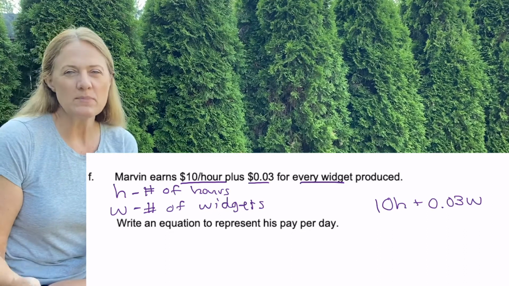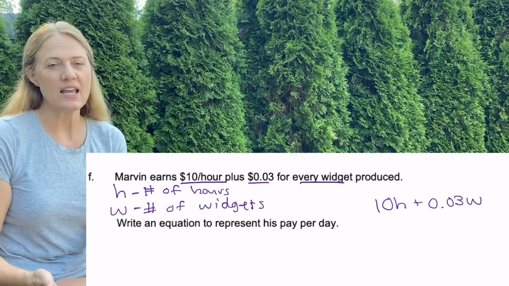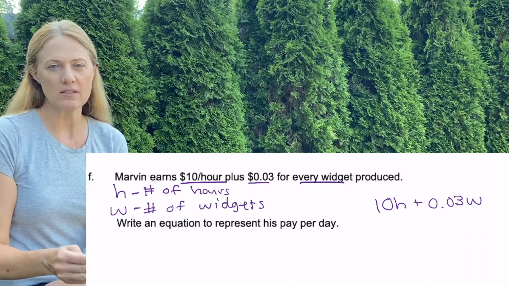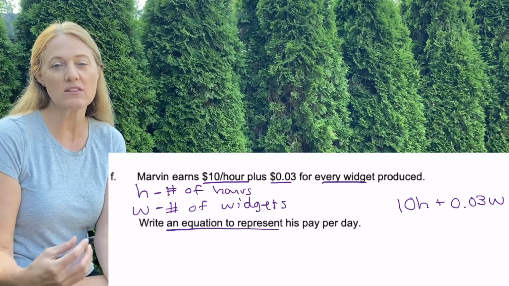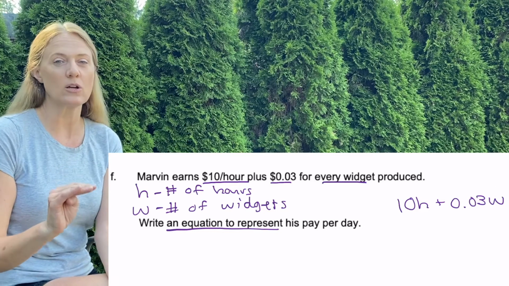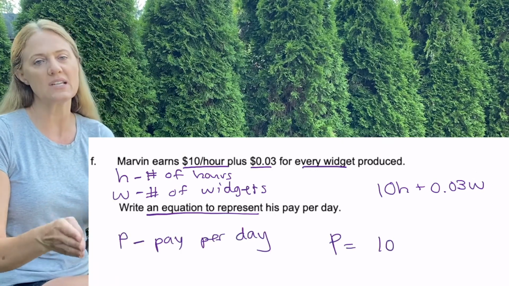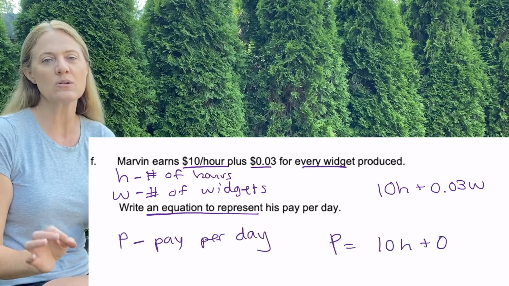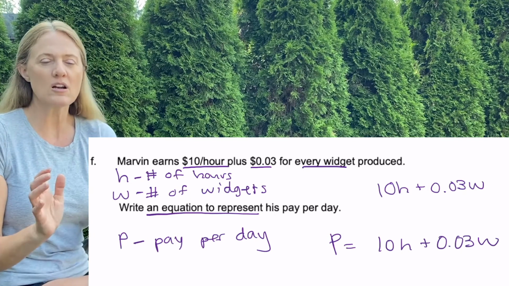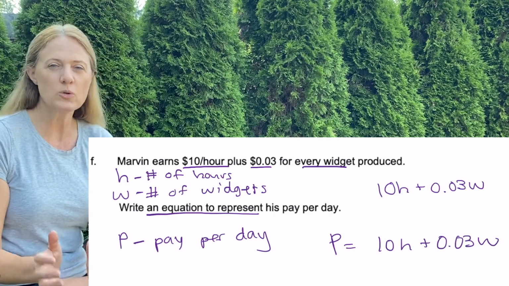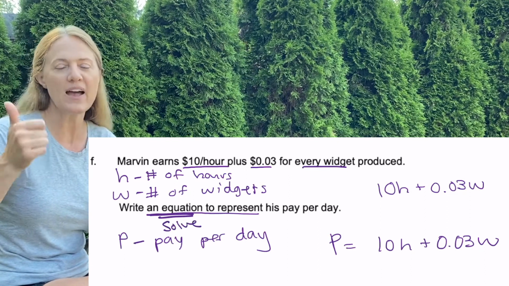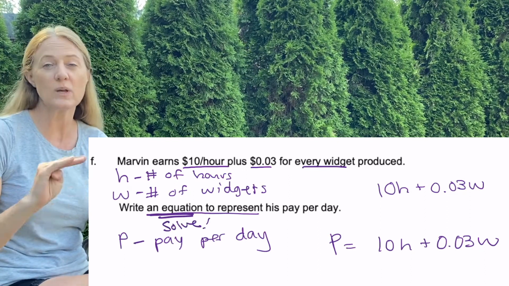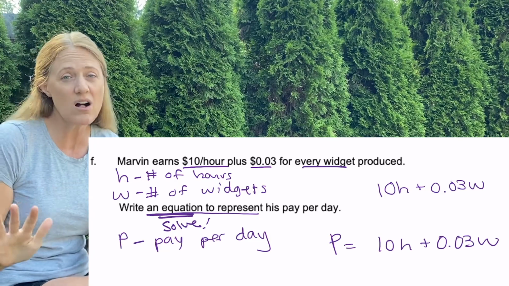Were any of you tempted to put an equal sign in there? Because I understand that, but we were asked to write an algebraic expression. You'll notice the next line says write an equation for his pay, the total pay. So now I'll write an equation. So P equals 10H plus 0.03W. I want us to start being more familiar with those two words, expression and equation. With an expression, we can simplify, we can evaluate. With an equation, we can solve. We never solve an expression.